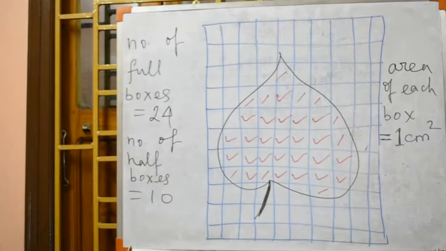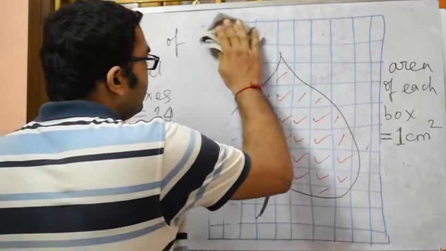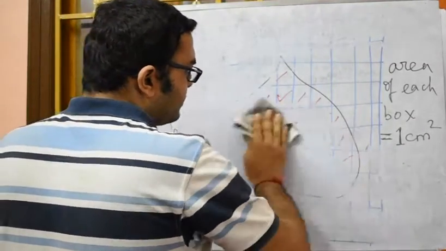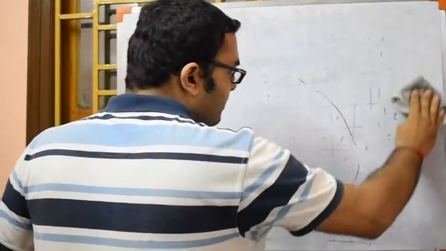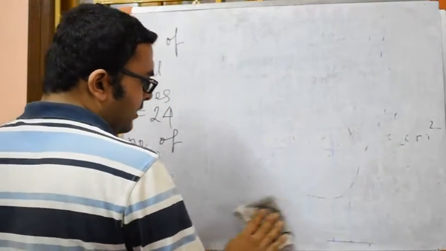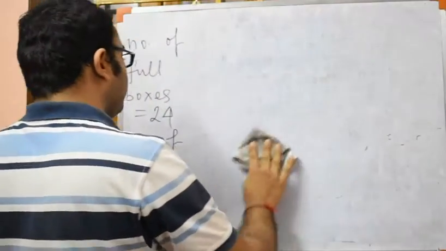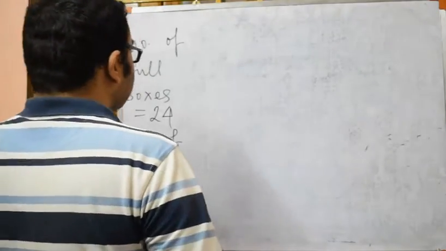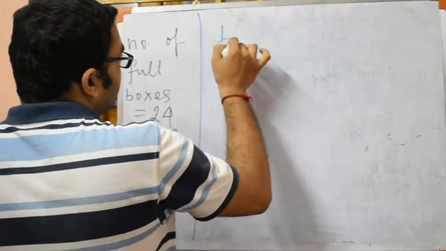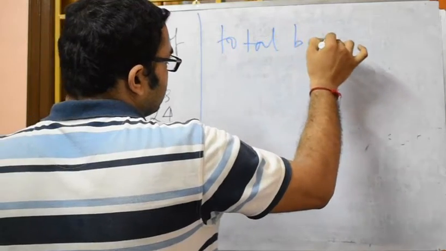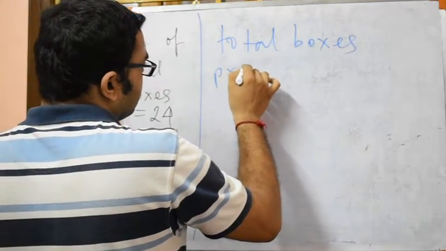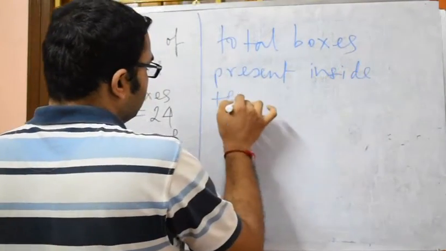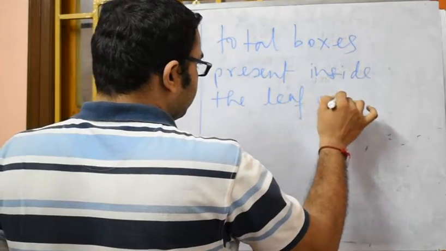Now, if I see what is the total area the leaf is covering, what will be the calculation? See, as I know, the area of each box is 1 centimeter square. So first, let us see the total boxes present inside the leaf margin.